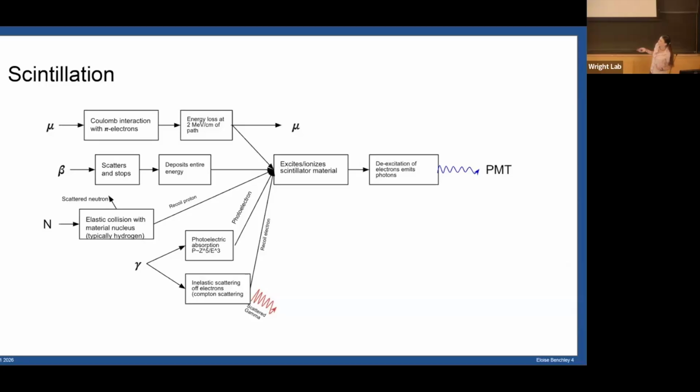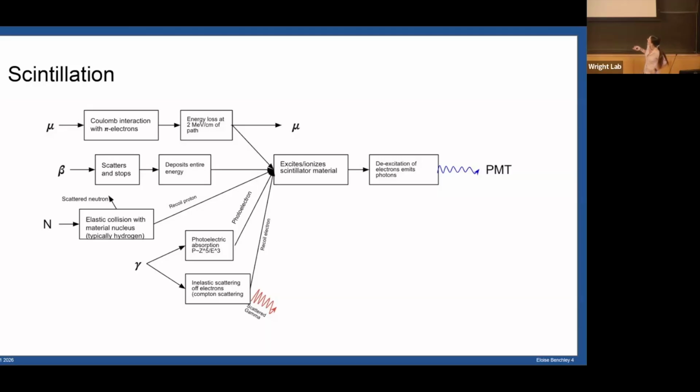Let's talk about scintillation, because there are various paths for different particles. They're all going to come up to here, so I'm just going to go through the first step before they get to here. Muons are heavy and fast, and they have a Coulomb interaction with electrons, which results in an energy loss of 2 megaelectron volts per centimeter of the path. So basically energy is deposited along the path, and the muon exits the scintillator.